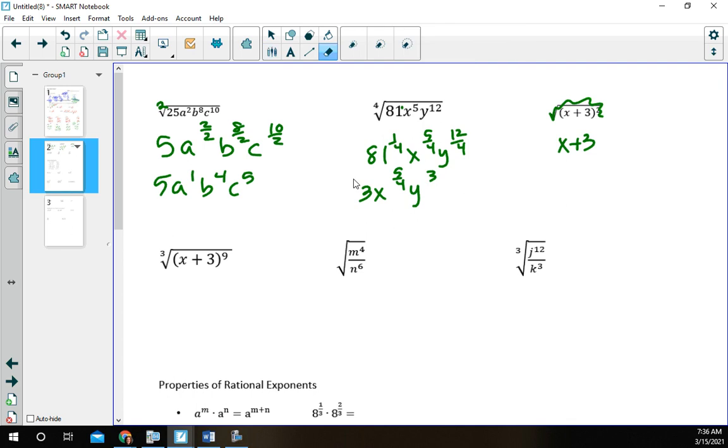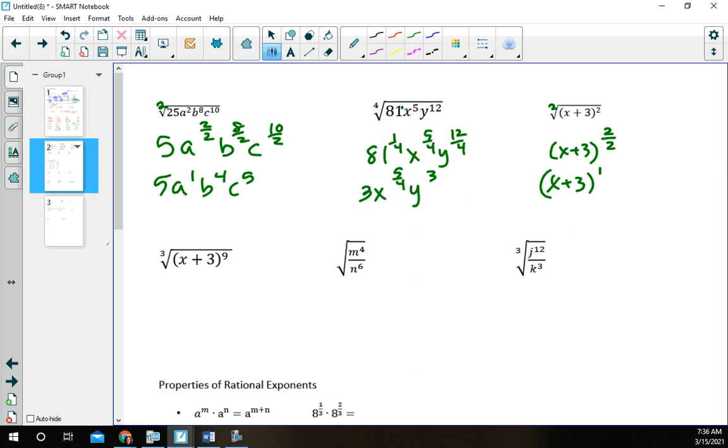Another way that you could look at that, if we wanted to, x plus 3, exponent over radical. So x plus 3, all to the 1st power, which is just x plus 3. Same with this one, x plus 3, exponent over radical. X plus 3 is going to be cubed, or written out 3 different times.